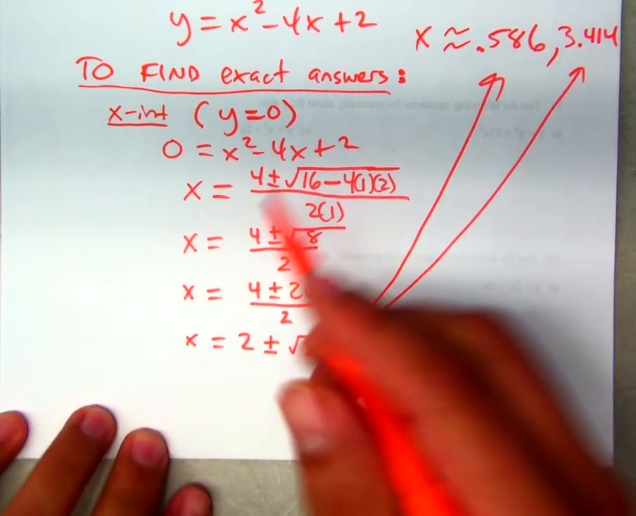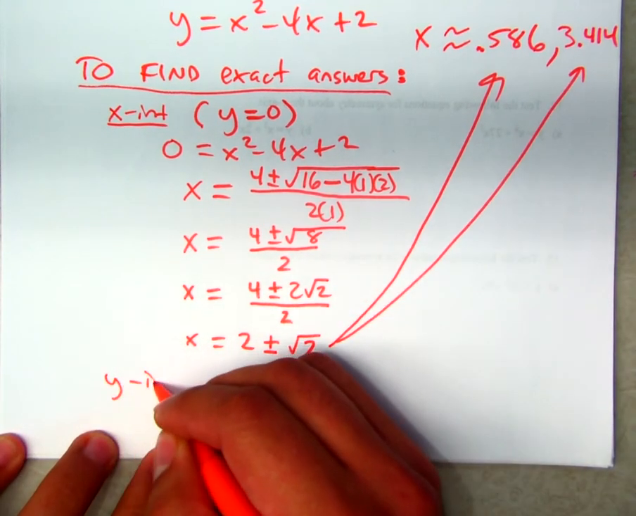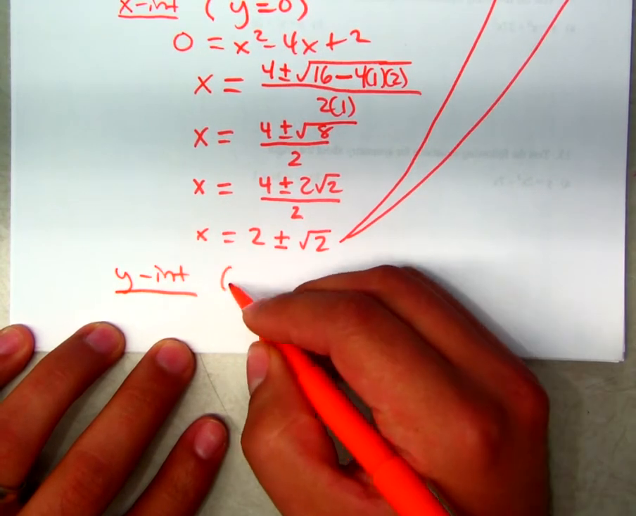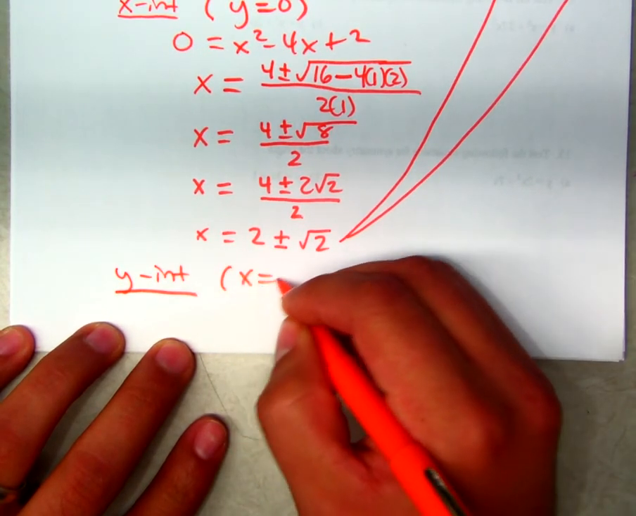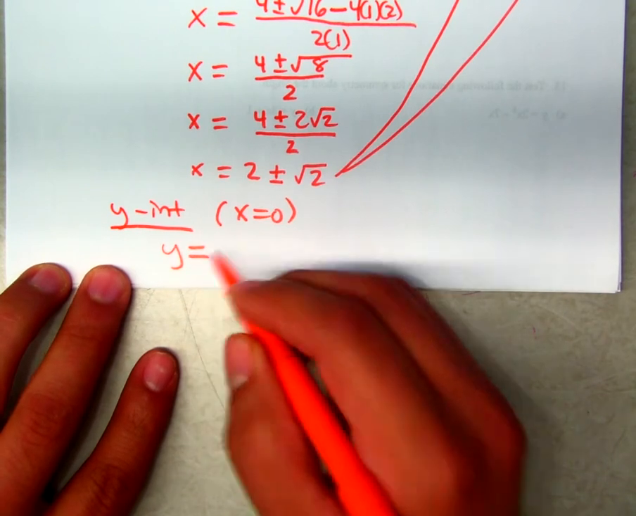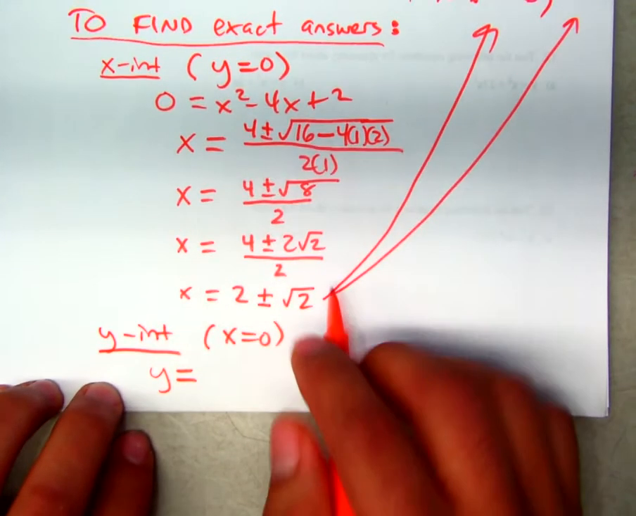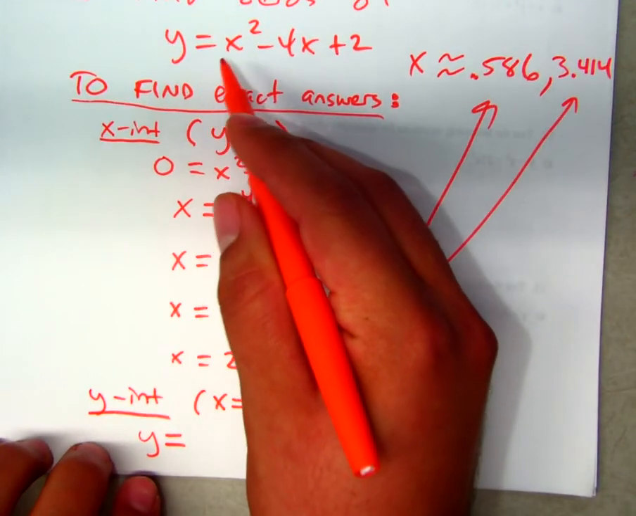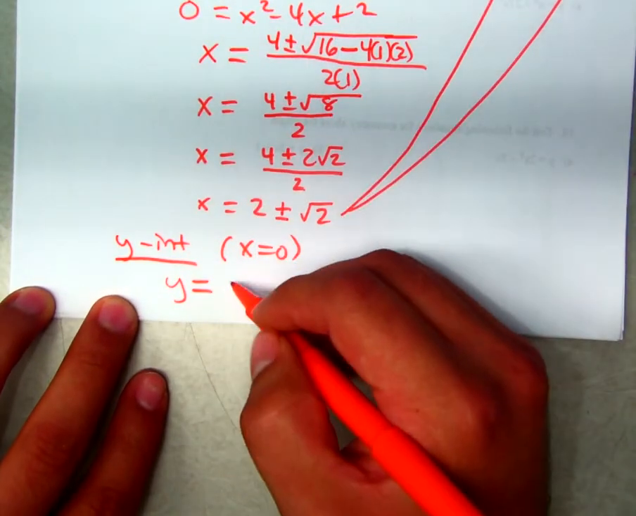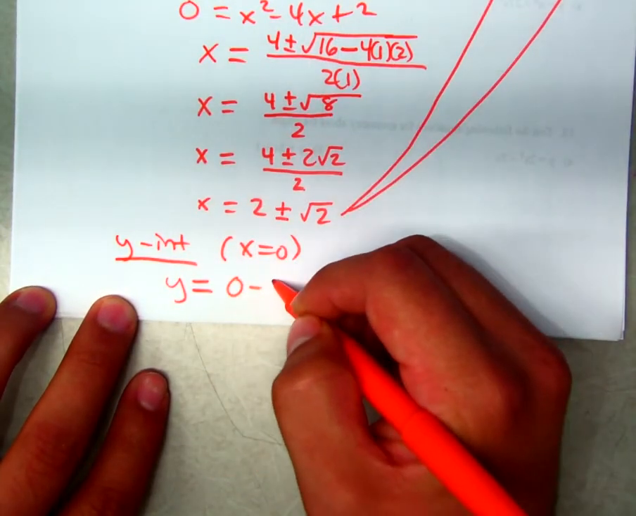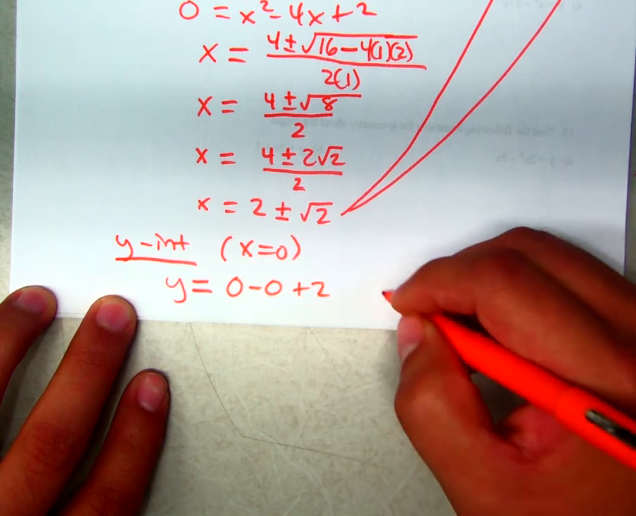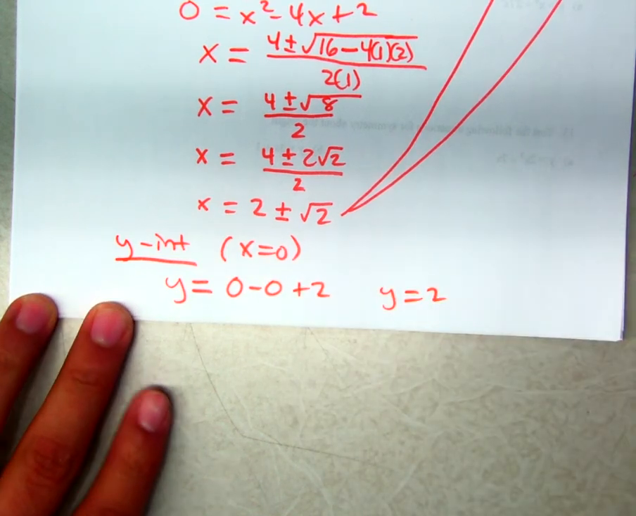Speaking of intercepts, how do you find a y-intercept? What is 0? x is 0. Okay, so this one's easy. The original equation was right here. If I plug 0 in for x squared and negative 4x, I get 0 plus 0, or minus 0, but doesn't matter, plus 2. So the y-intercept here is 2. Okay?